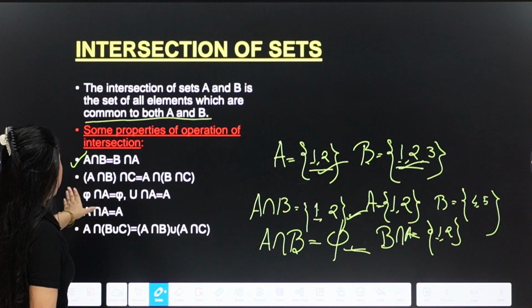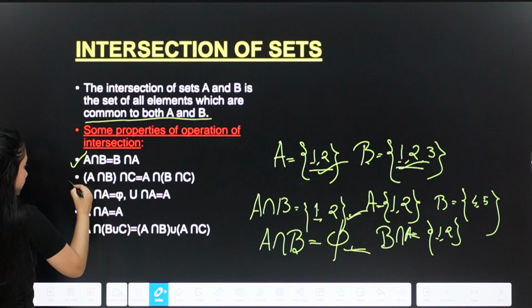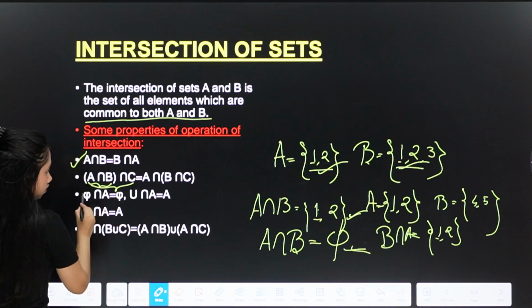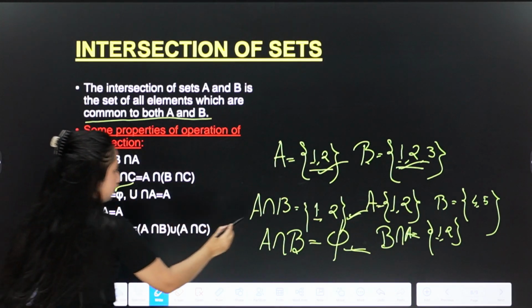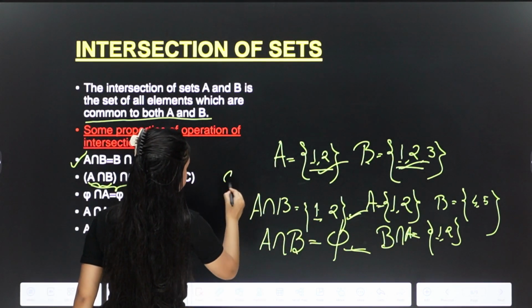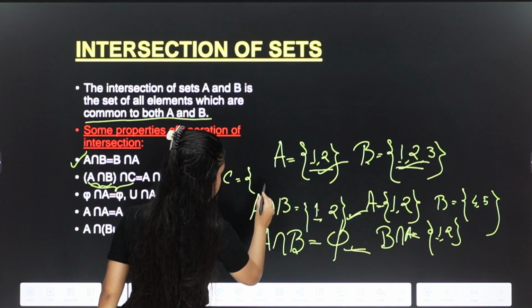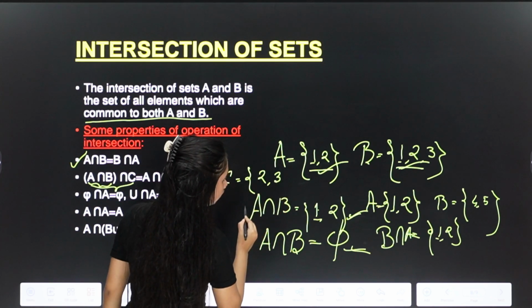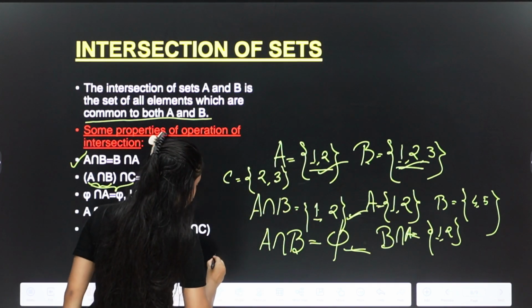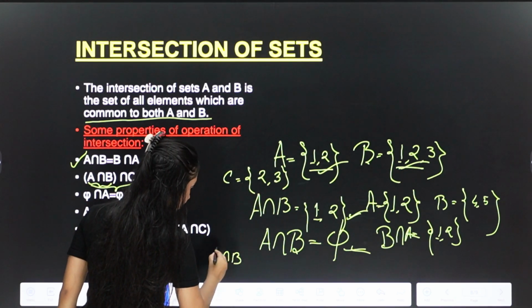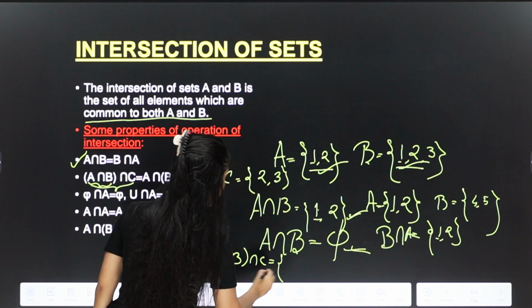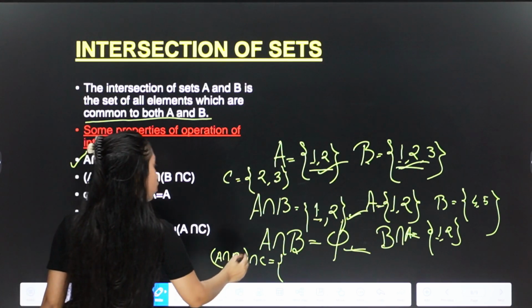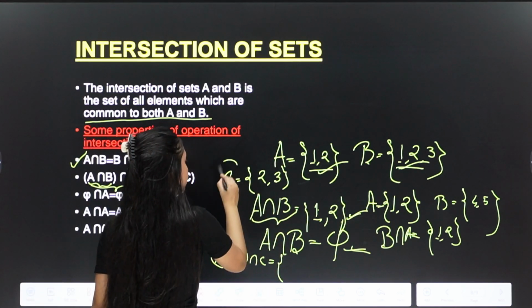Again, if we want to satisfy this equation, we will first solve this portion, then we will solve this portion. So let's solve it. A is 1, 2, and let C be 2, 3. Then what will be A intersection B intersection C? We have already defined A intersection B, that is 1 and 2. Then what will be the common element between A intersection B and C?